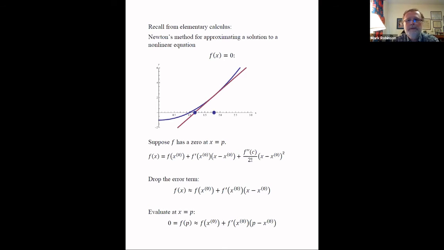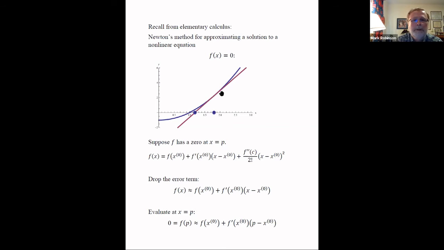If people have heard of Newton's method, chances are they've encountered that in elementary calculus class. From that standpoint, Newton's method is looked upon as a method for root finding, for approximating the solution of a nonlinear algebraic equation. So you're solving an equation of the form f(x) = 0, where f is a nonlinear function. So I have a simple picture here.